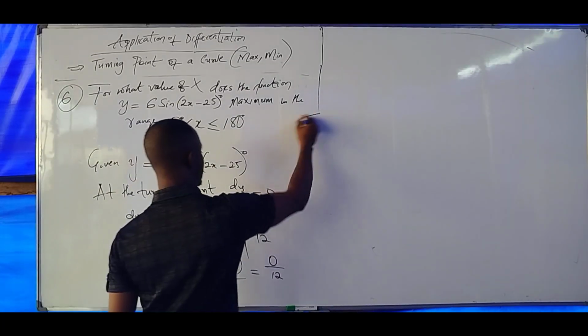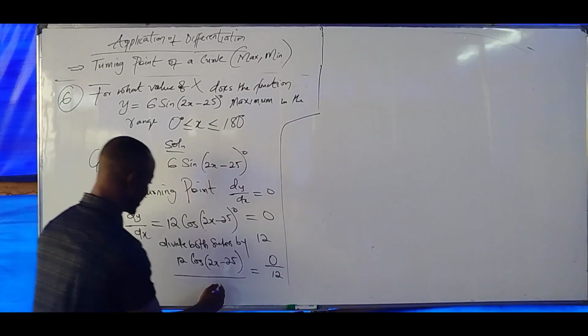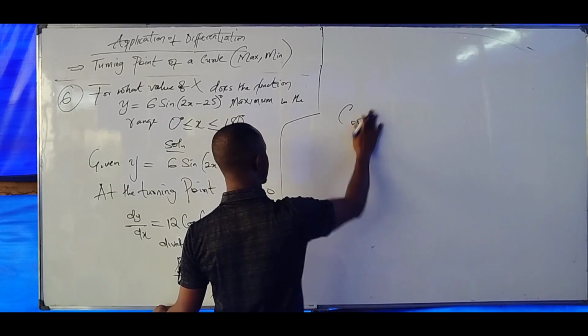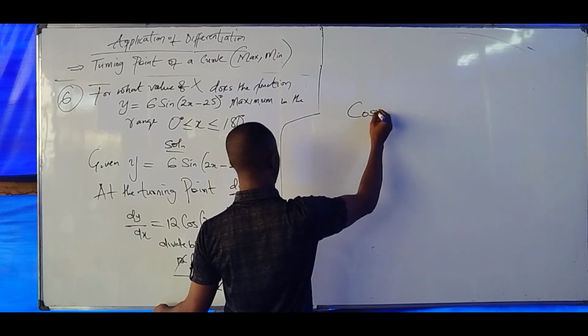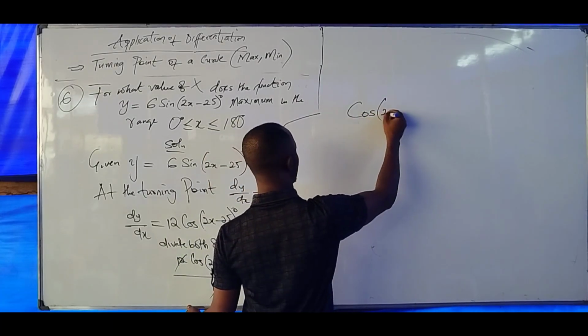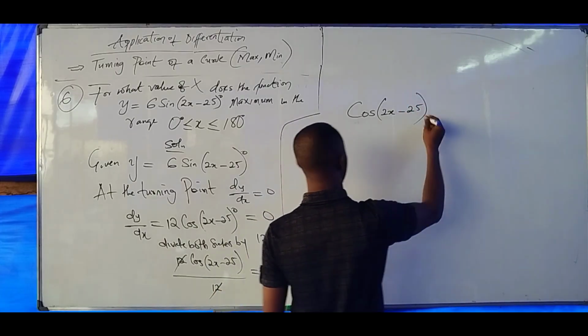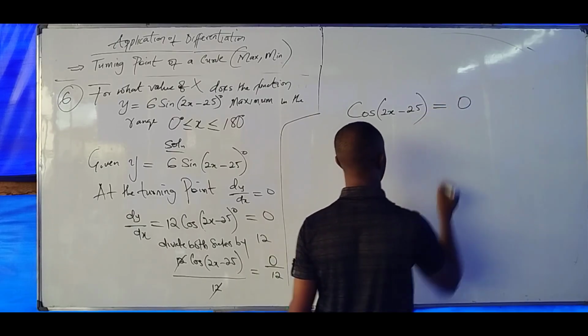Yeah, so we're going to go with 12, okay? Yeah, let's go. Cos what? Cos 2x minus 25 all equals to what? 0.